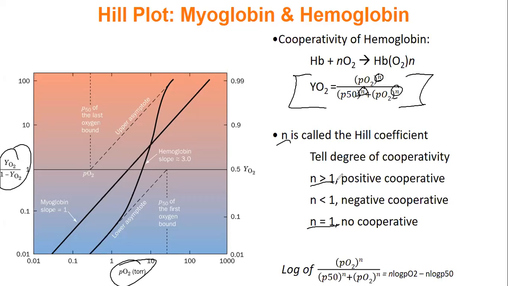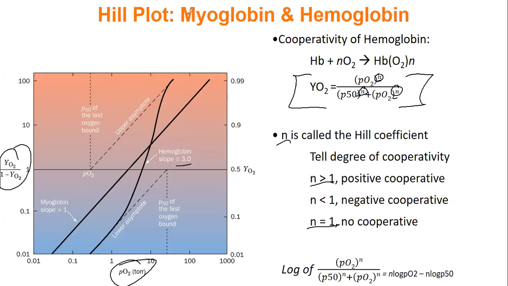Hemoglobin has a value greater than 1. Hemoglobin is actually 3. So if you have a Hill coefficient greater than 1, you have positive cooperativity. And again, positive cooperativity is if you bind a ligand, you want to bind that ligand more in your other binding sites.